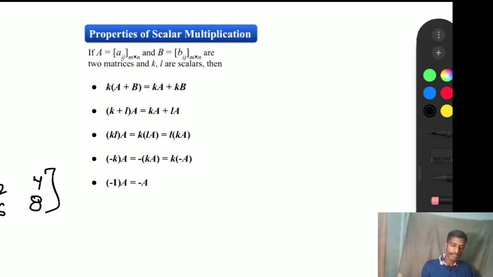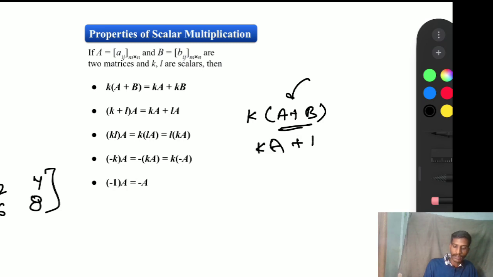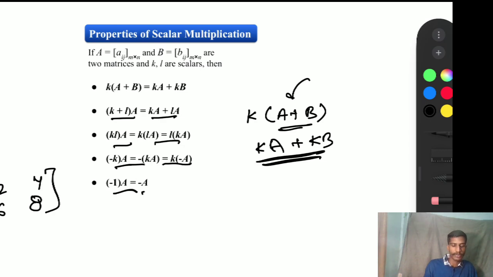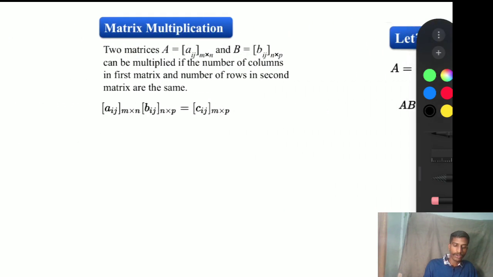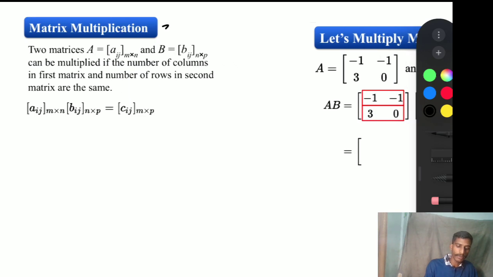The properties of scalar multiplication are like, if we are adding matrices and then multiplying, then we can open it up to get our value. Similarly, there are some scalar multiplication properties. Now what is matrix multiplication?